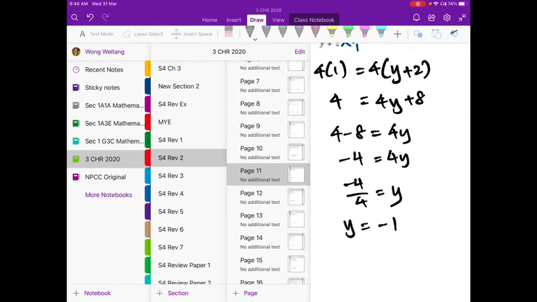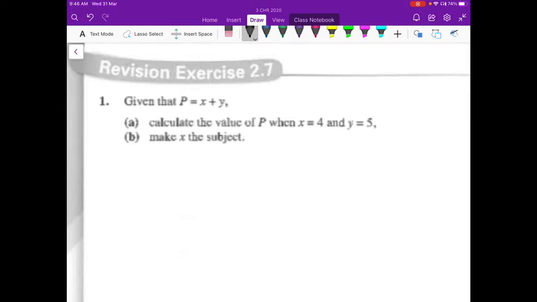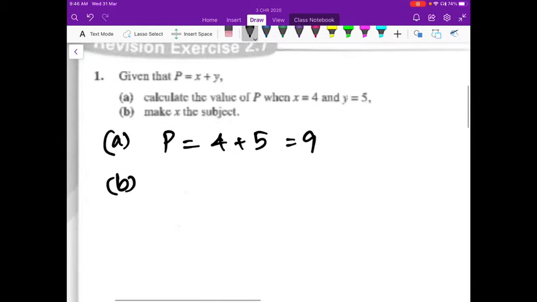Once again, you look very bored. P equals x plus y. Calculate the value of P when x is 4, y is 5. Okay, this is too easy. Part A, I shall do this. P equals 4 plus 5, 9. Okay, one way. Help us with part B.